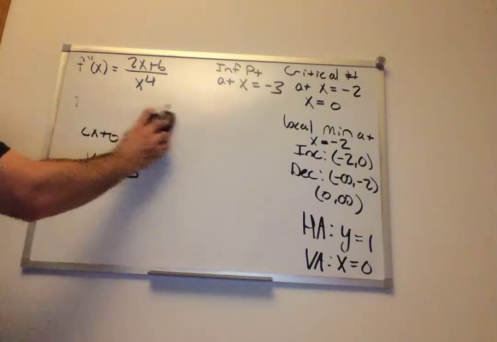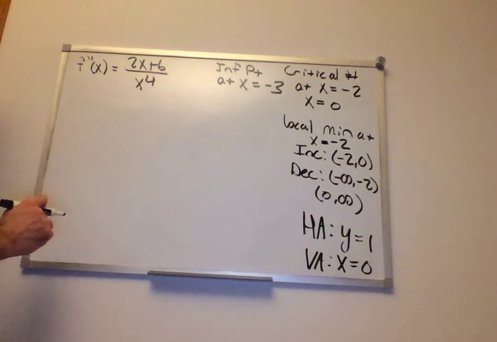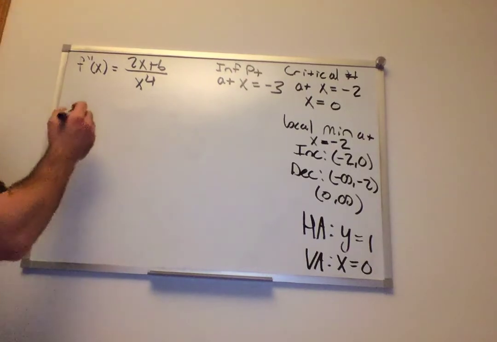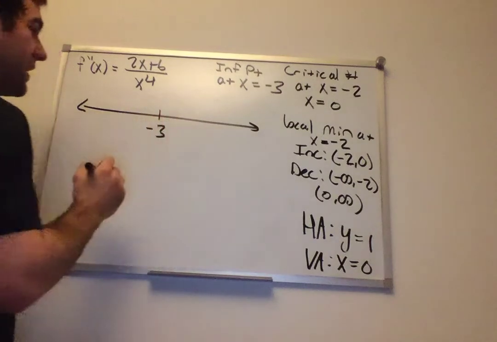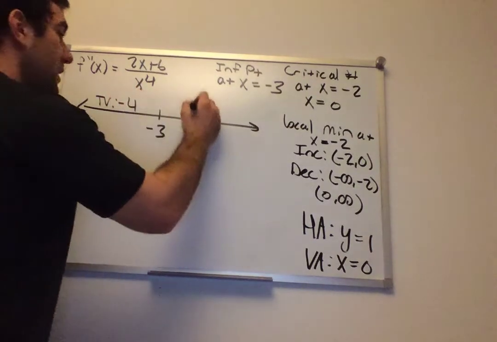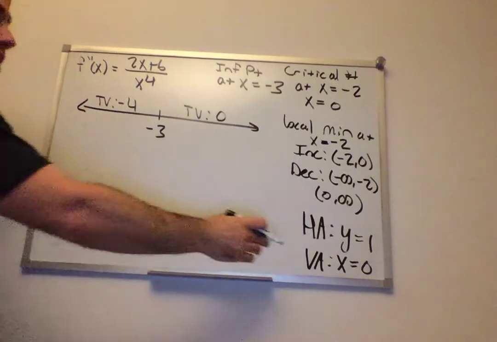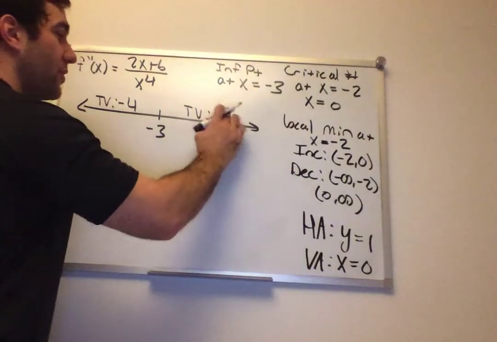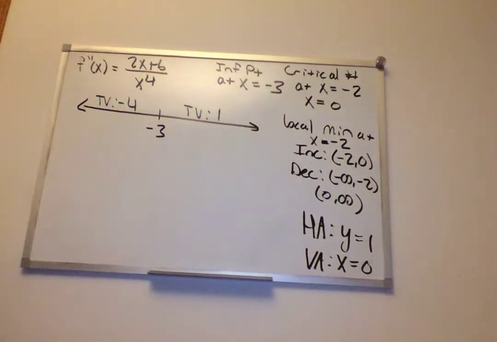So now what we're going to do with that inflection point, it's a lot like our critical numbers and the increasing-decreasing test. I'm going to take a number line. I'm going to put -3 on here, and I'm going to pick test values. Test value of -4, test value of 0, just because I can't pick 0. 0 is a vertical asymptote, unfortunately. So let's go ahead and pick 1. There's nothing wrong with picking 1.